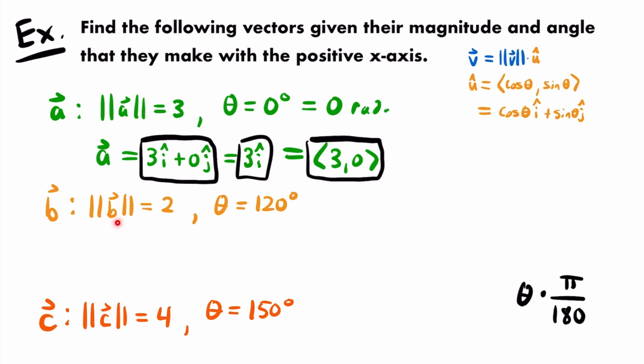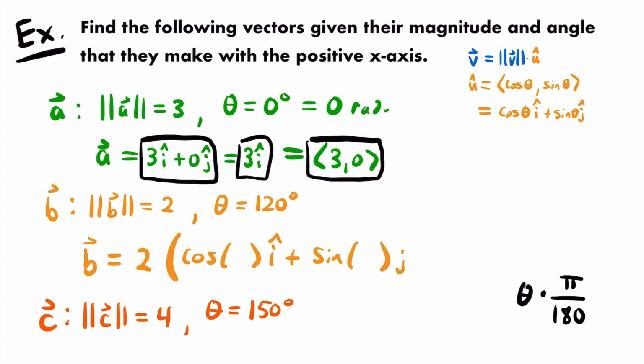Vector b has a magnitude of 2 and an angle of 120 degrees with the positive x-axis. So vector b will be equal to the magnitude of 2 times cosine of that angle times i plus sine of that angle times j.